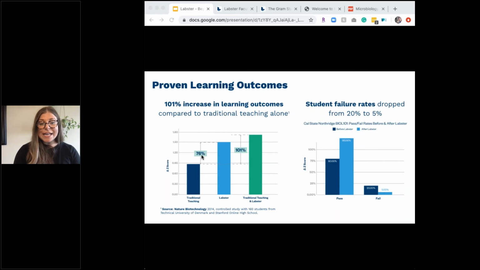And then on the right-hand side, we have CSU Northridge, which had decided to move one of their intro bio courses totally online. They had over 2,000 students going through the course per year. And before Labster, they had an 80% pass rate. After Labster, they were able to increase that to 95%, meaning they were able to help an additional 300 students pass the course.